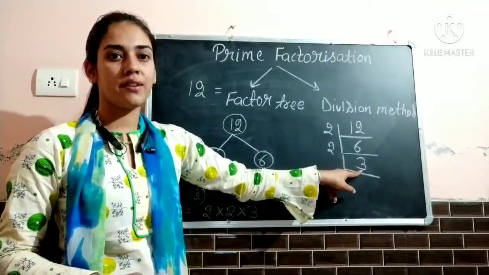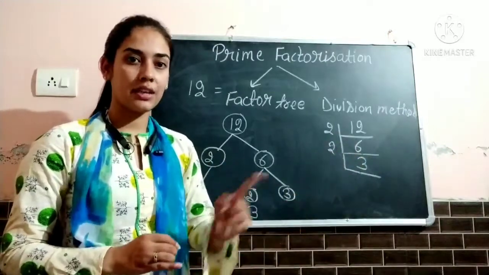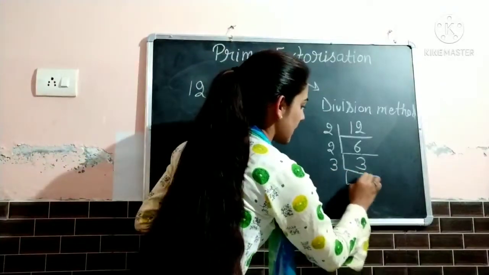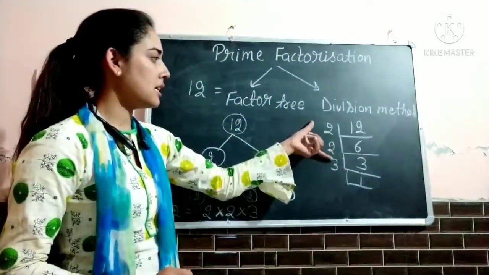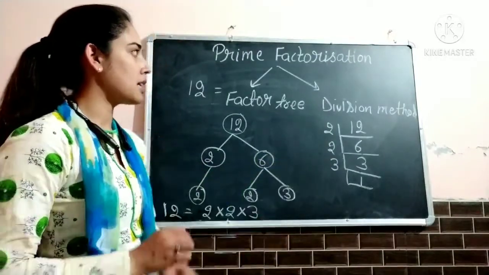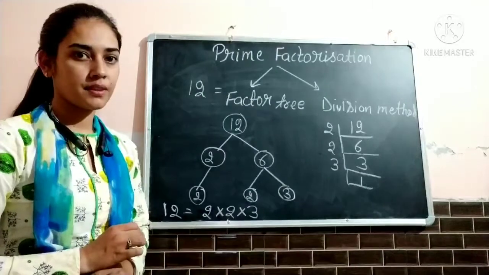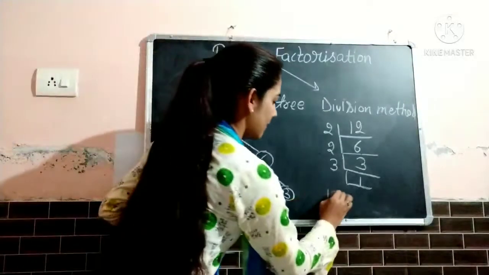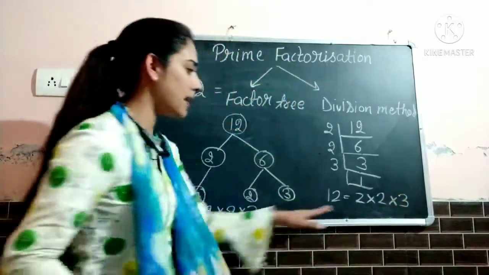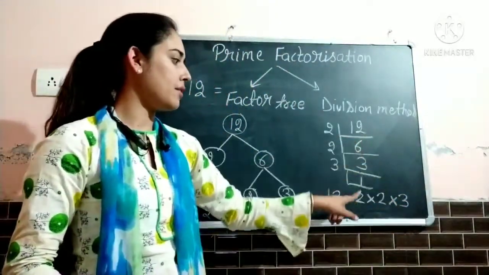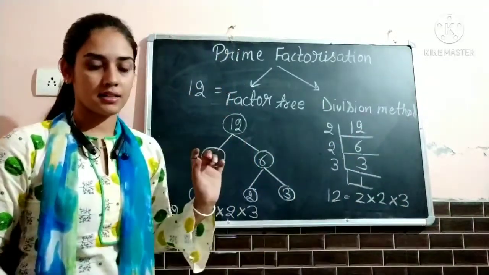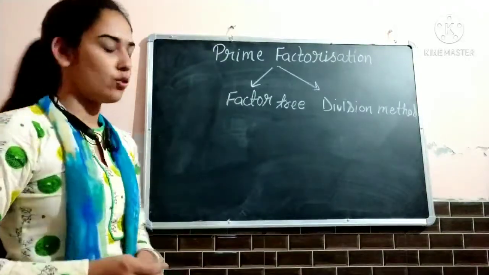So 3 is not divisible by 2. So we will take now 3. 3 ones are 3. 3 is divisible by 3, so we have to write here 3. Now look here, these three numbers, 2 into 2 into 3, this is the prime factorization. So 12 is equal to 2 into 2 into 3. If you multiply these three numbers, then you get 12. Like 2 twos are 4, 4 threes are 12. This is the answer.